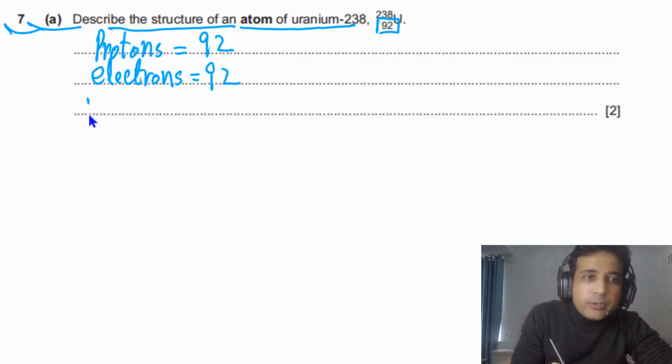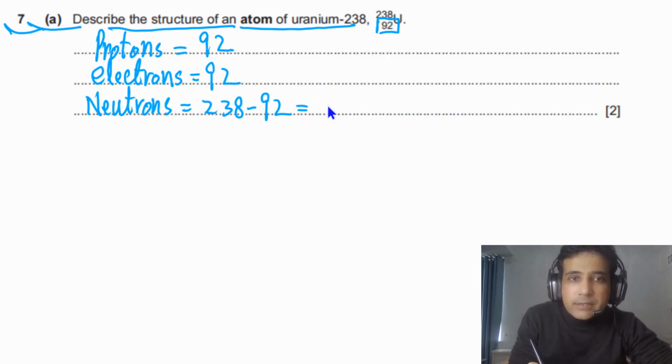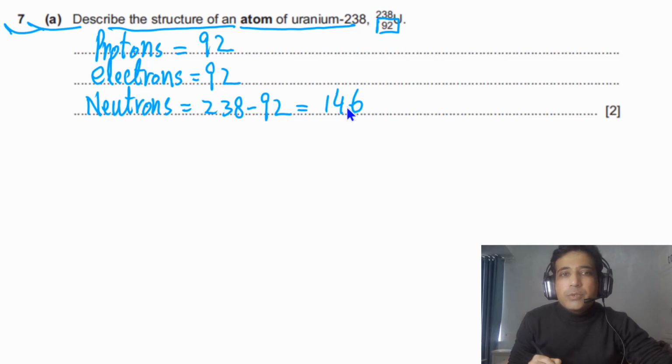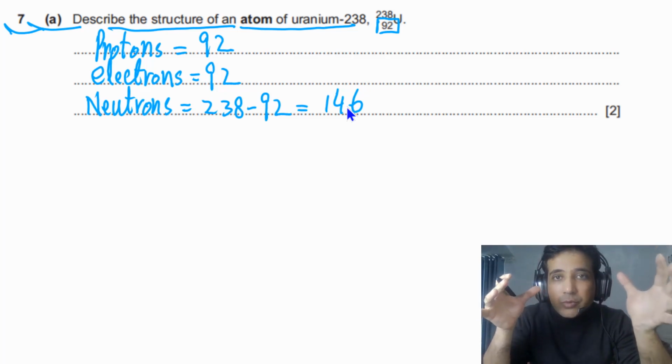92. Now we need to find out the number of neutrons. The number of neutrons is simply equal to the mass number 238 minus the atomic number 92. The final answer in this case is 146 neutrons. So this is what you need to write down for the structure of a uranium-238 atom.